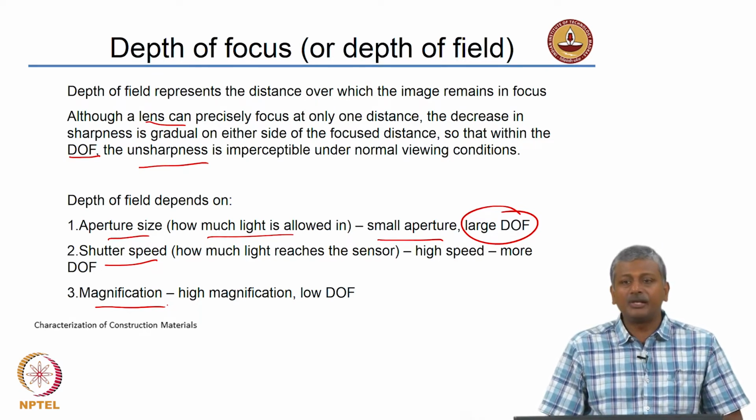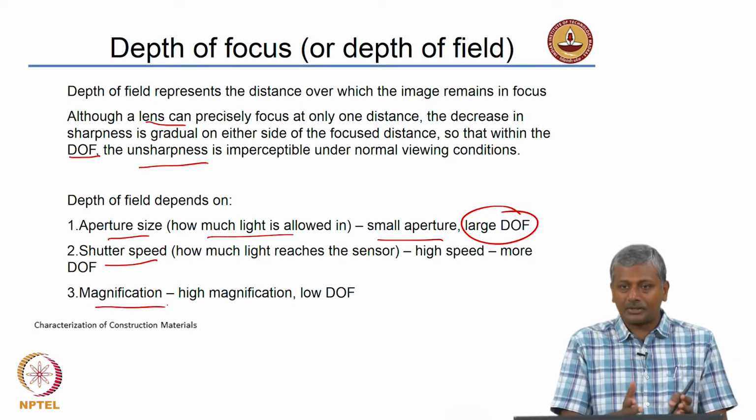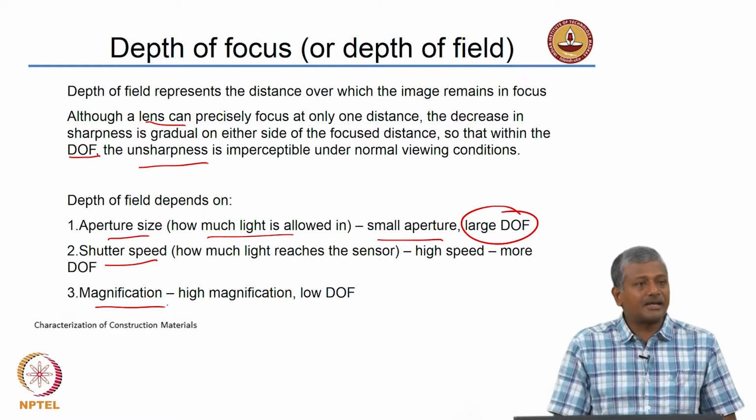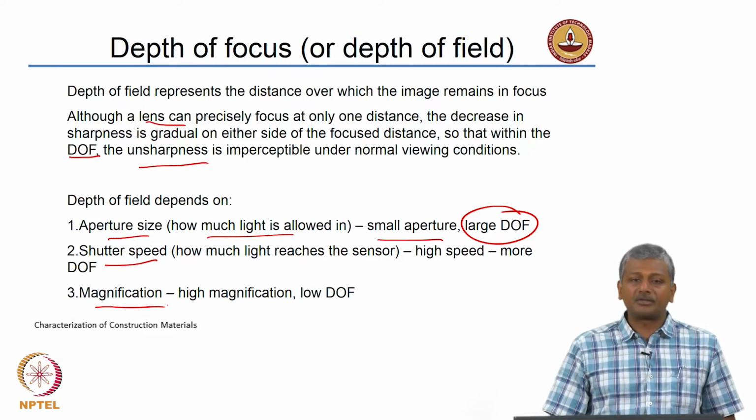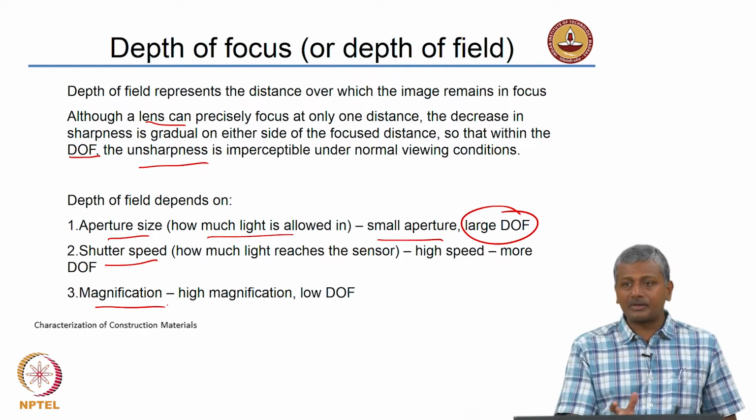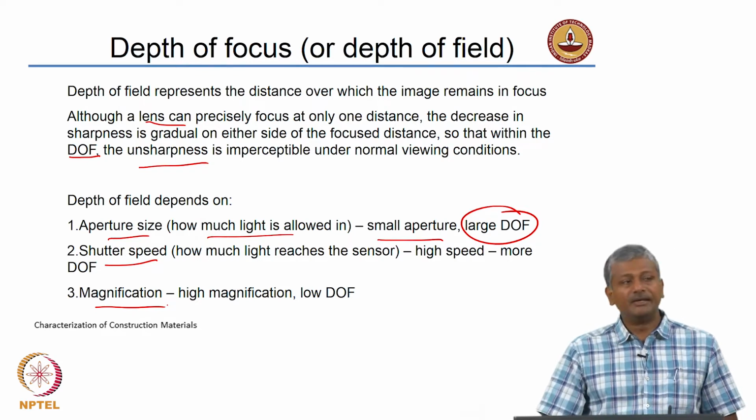Magnification is generally only to ensure that you can see a magnified view of an object at a particular location, but you can't expect the same degree of sharpness on either side of the image when you increase the magnification. Okay. So, generally higher magnification implies a lower depth of field, and later I will introduce you to one more term called resolution. When you increase the magnification, you generally tend to reduce the resolution also.